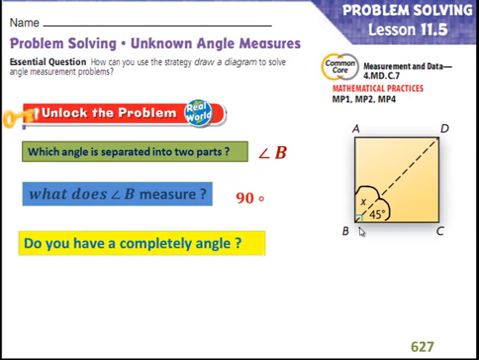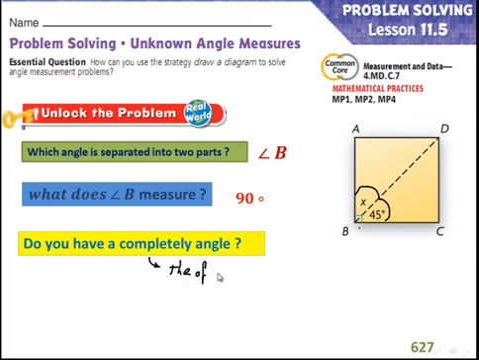The third question: do you have a complete angle? What do you mean, teacher, by complete? Complete means the sum of all parts. Don't forget it: complete means the sum of all parts, all the parts or angles that I talk about.